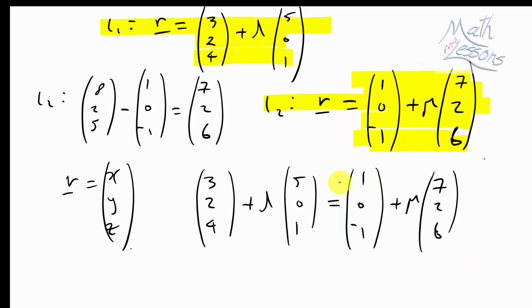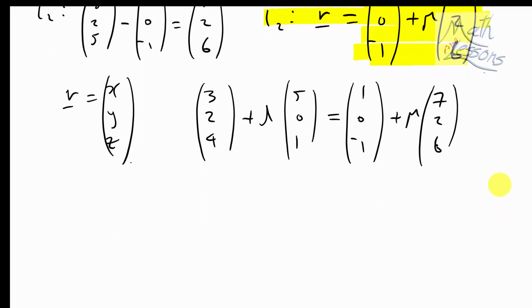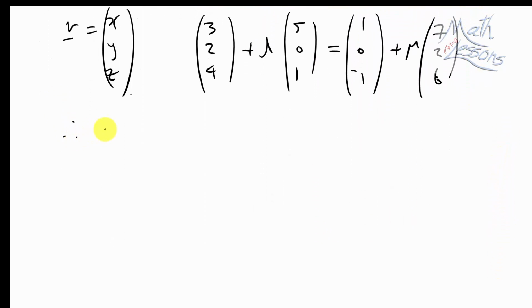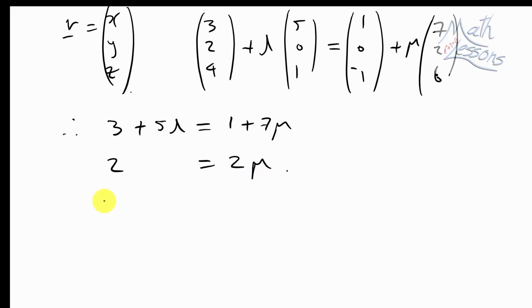And then we realise the top row just gives us the x coordinate, the middle row gives us the y coordinate, and the bottom row gives us the z coordinate. So therefore 3 plus 5 lambda equals 1 plus 7 mu. And then we go to the middle row for the y values. 2 plus 0 lots of lambda equals 0 plus 2 mu. That makes finding mu very easy. Let's just put the bottom row in. 4 plus lambda equals minus 1 plus 6 mu.